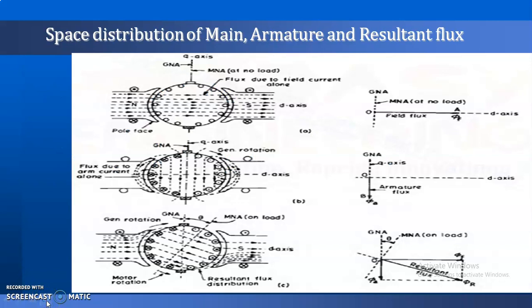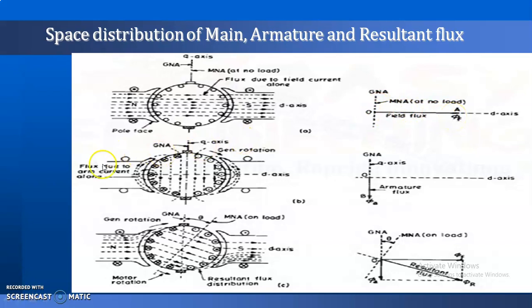So next, here we are showing three figures. In the first figure, only the field is excited, and the geometrical neutral axis and the magnetic neutral axis coincide with each other, that is the Q axis, and this is the direct axis. Flux leaves the north pole and enters the south pole. This is the main field line, taken as horizontal OA.